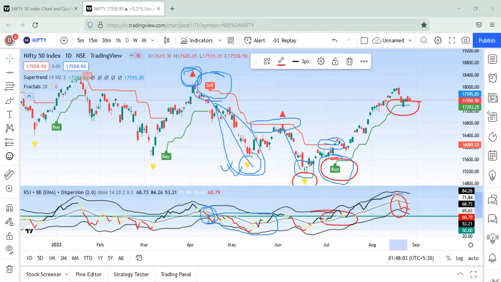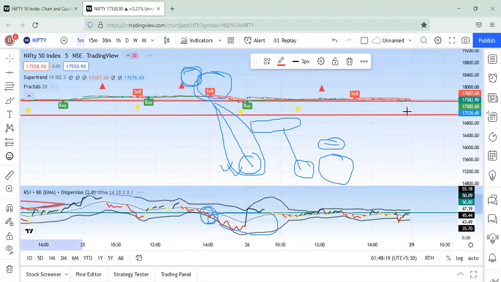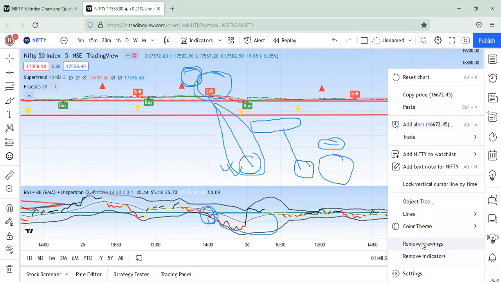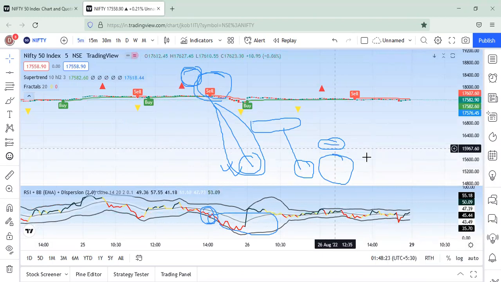Even if you use a small time frame, like say 30 minutes time frame or 5 minutes time frame, in that case also this setup will help us. Now let us see how this 5 minutes chart is working. Let me remove the drawings over here.